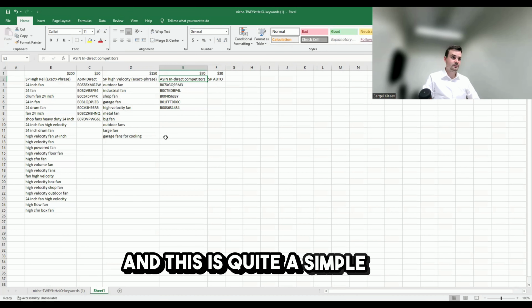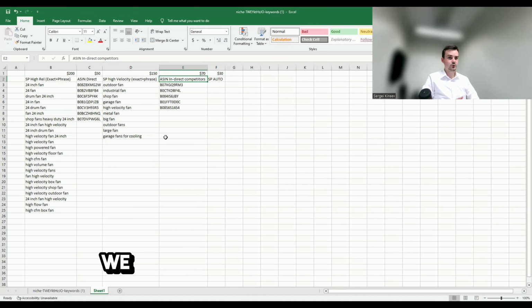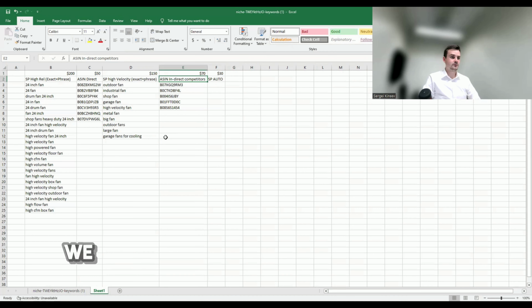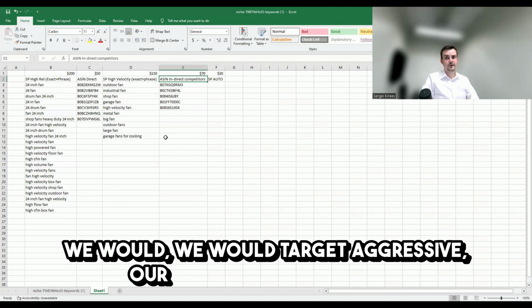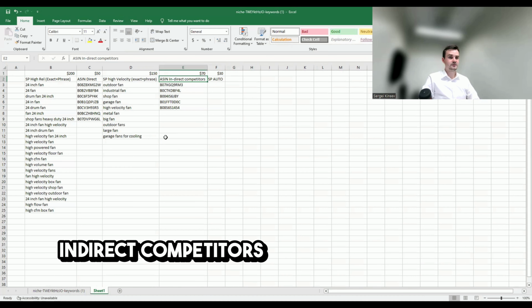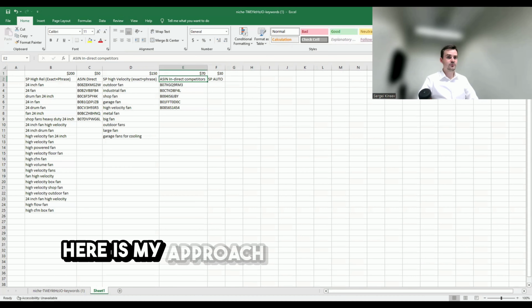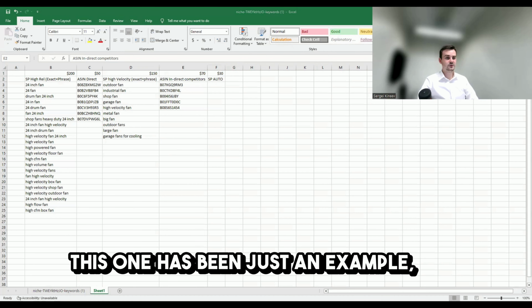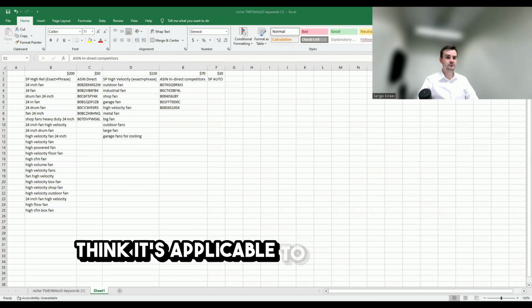This is quite a simple but strong structure. We would harvest search terms, we would target highly relevant keywords right from the start. We would target aggressively our direct competitors and indirect competitors and so on. Here is my approach for structuring the campaigns. This one has been just an example, but I think it's applicable to a lot of other projects.